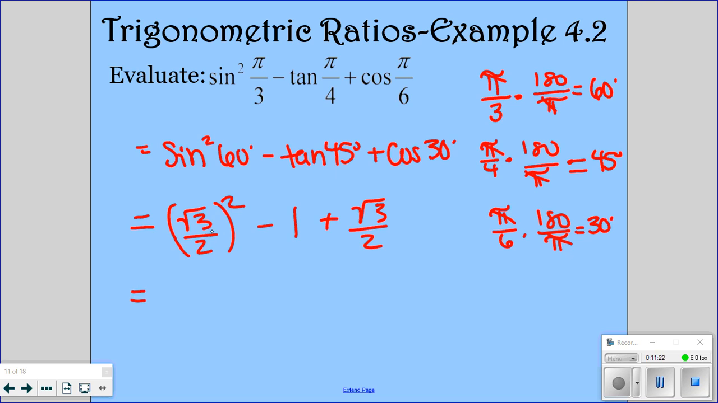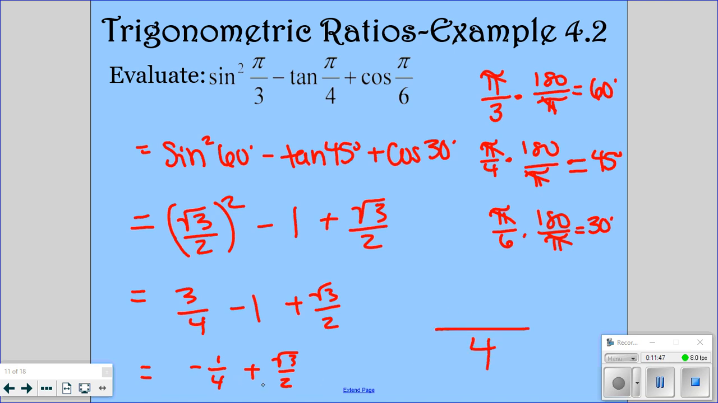So square this term. We're going to have 3/4 and then minus 1 plus square root of 3 over 2. So that's going to be negative 1/4 plus square root of 3 over 2. If you want to leave your answer like that, that's completely fine with me. The book changes it into one fraction, and so I'm going to do that for you just so that you can see how they are related.